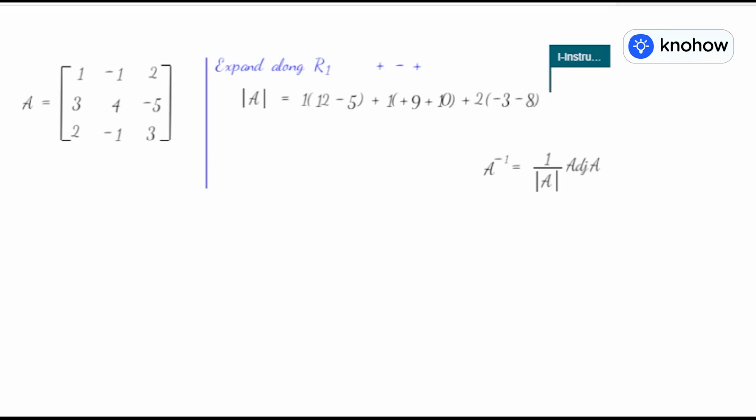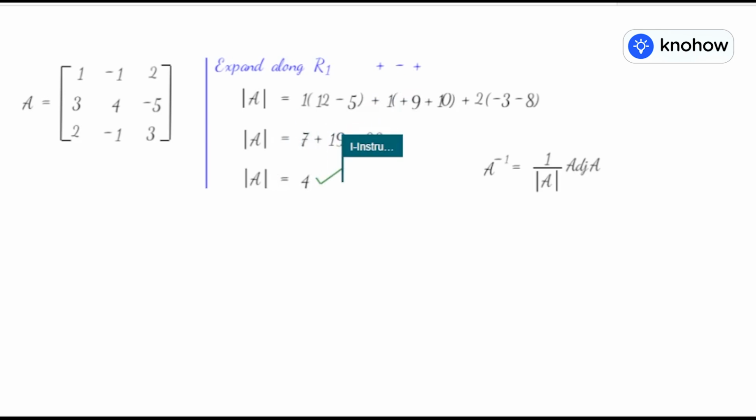Work it out, you get the value of determinant A equal to 7 plus, just wait, please make a correction, it is plus 9 here. So 7 plus 19 and minus 22. So you work out, you get 4. So finally the value of determinant A is 4.